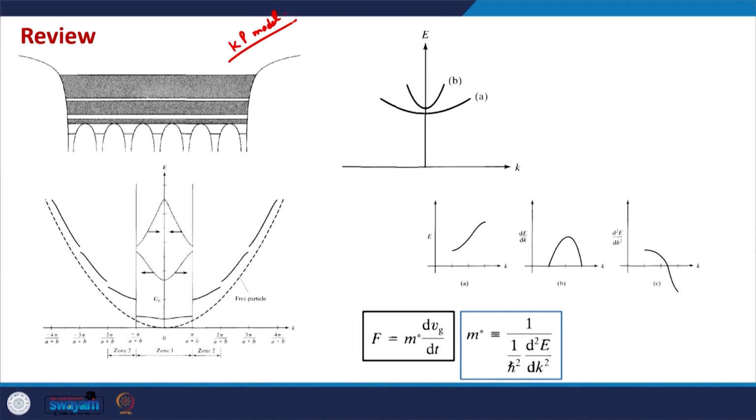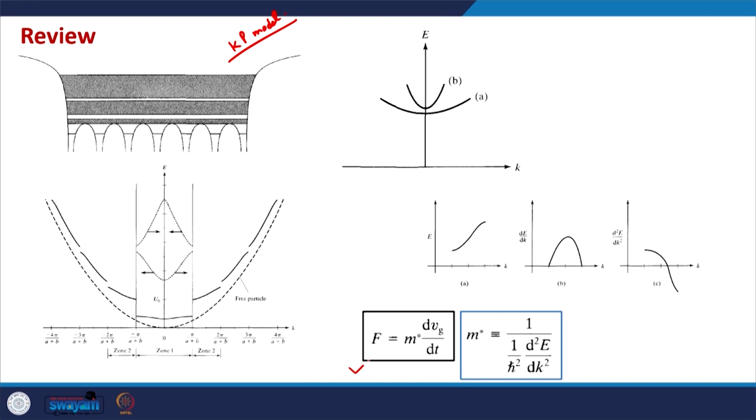Hello everyone. Today we will discuss the idea of density of states in electronic devices. Let me quickly review what we have discussed in the last couple of classes. We discussed how the bands arise naturally in solids when we solve the Schrodinger equation for electrons in solids, and that was done using the KP model.